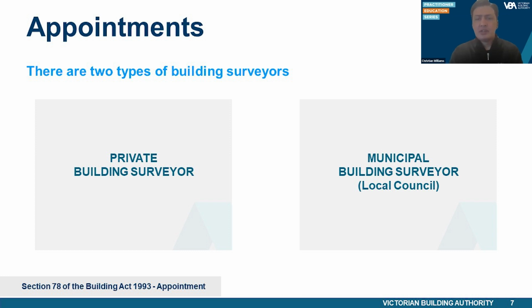If you decide to engage a municipal building surveyor, you do not need to formally appoint them, as Section 78 of the Act applies only to private building surveyors. Instead, an application for building permit must be made to the local council. If you decide to engage a private building surveyor, they must be formally appointed. An appointment occurs at the point of acceptance of an offer by the owner or their agent to enter into a contractual arrangement with the private building surveyor.